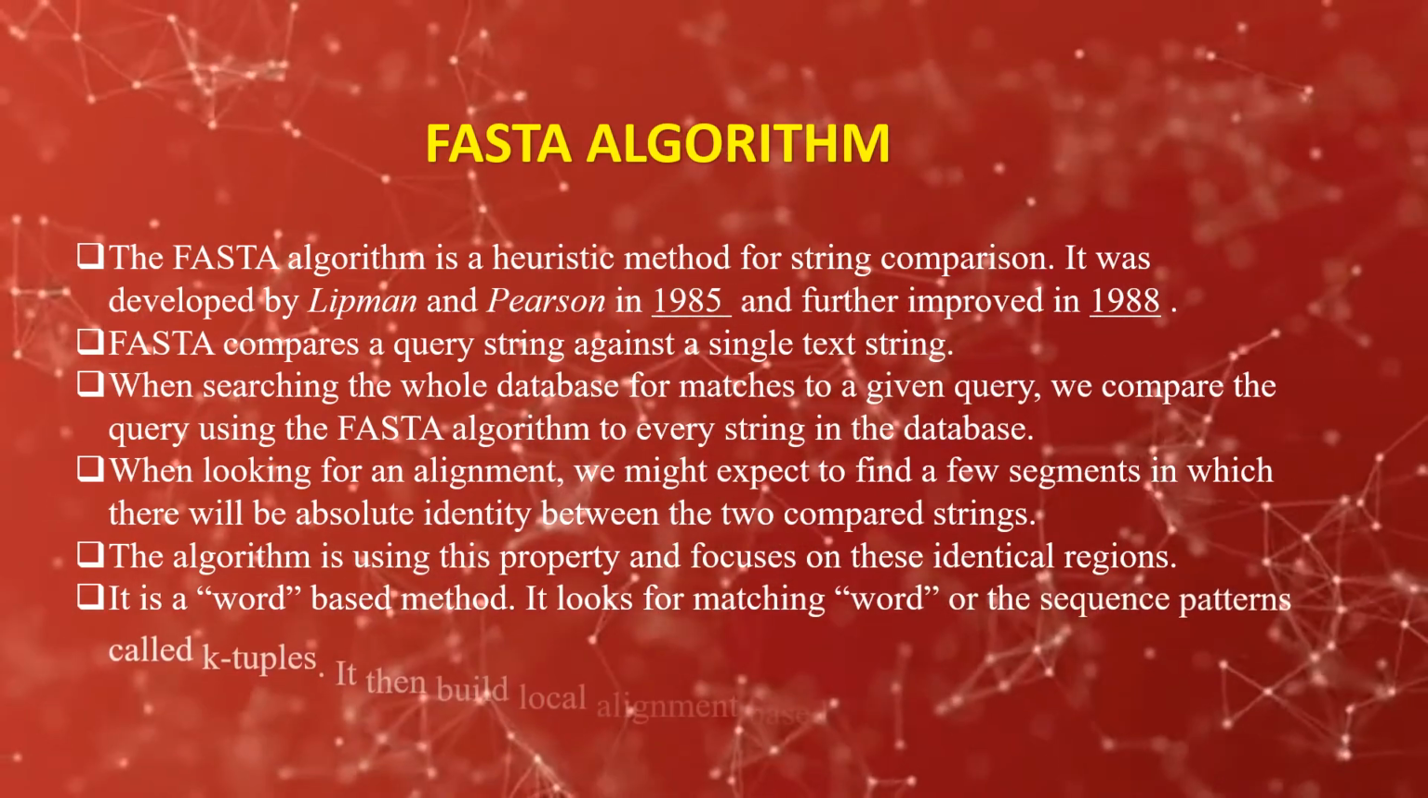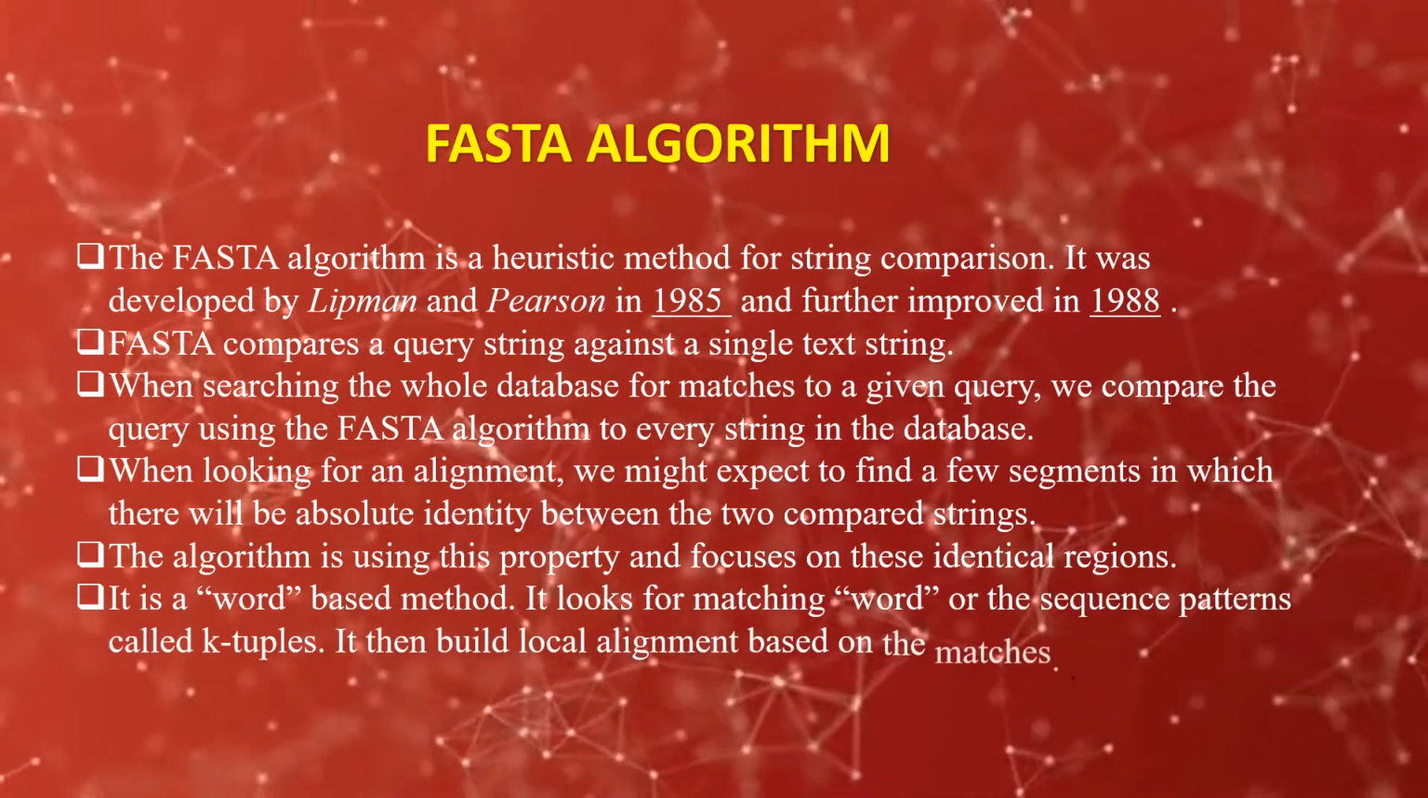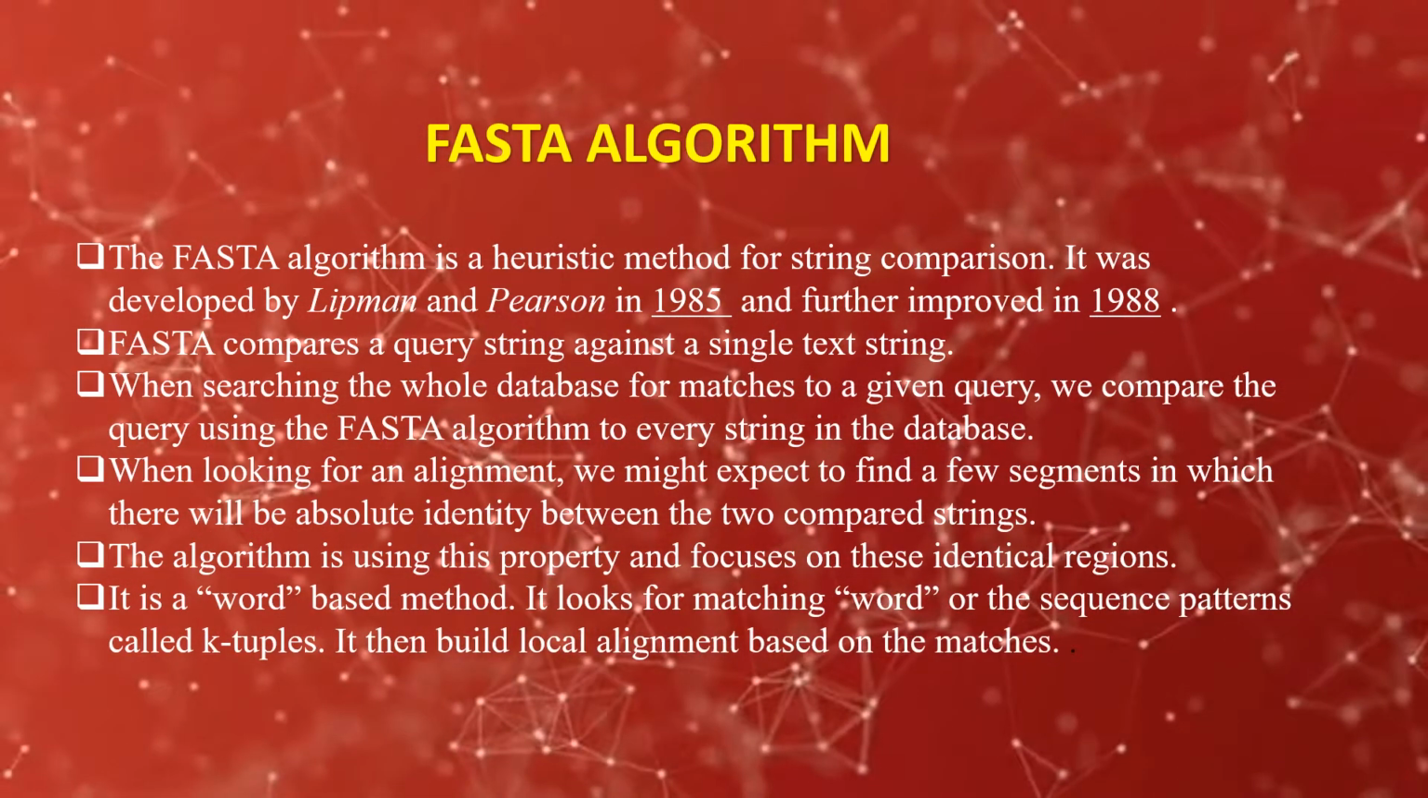When looking for an alignment, we might expect to find a few segments in which there will be absolute identity between the two compared strings. The algorithm uses this property and focuses on these identical regions. It is a word-based method. It looks for matching words, or sequence patterns, called k-tuples. It then builds a local alignment based on the matches.